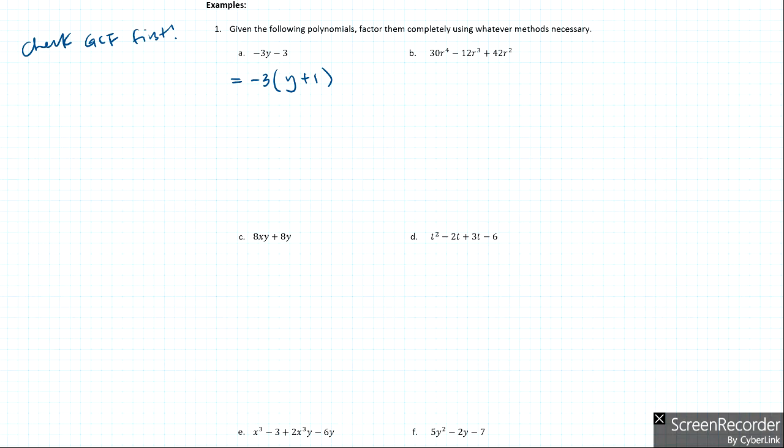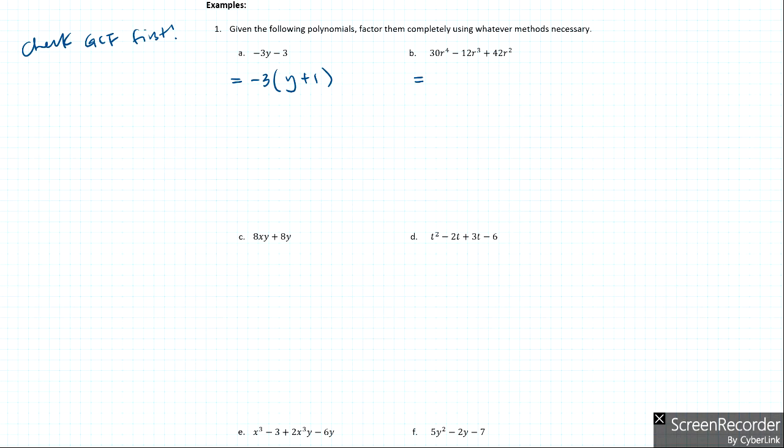Once we have done this, we recognize y plus 1 cannot be factored any further, so we're done. Moving on to part B, we have a higher degree polynomial, and especially with this case, we always want to make sure whether there are any GCF we can take out. And in this case, there are two parts we want to consider.